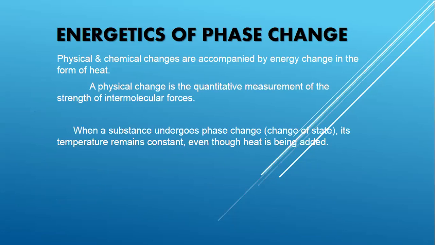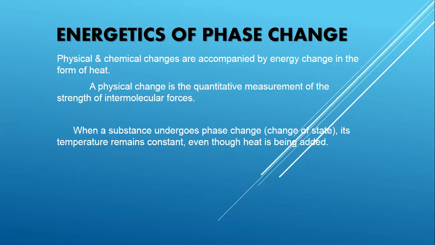In matter, there are two types of changes that occur: physical change and chemical change. Both these changes are accompanied by absorption or release of heat content. A physical change is the quantitative measurement of strength of intermolecular forces of attraction. That is, if there are strong intermolecular forces of attraction among atoms or molecules, then more heat is required to bring a change in its physical state or bring any physical change.